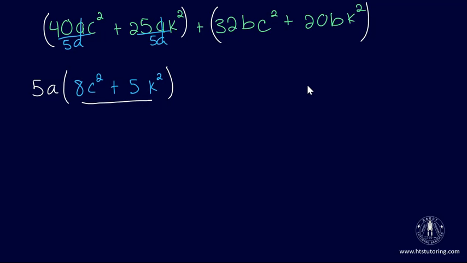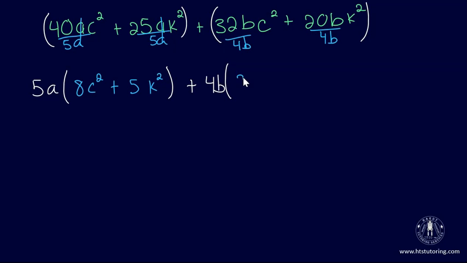5k squared in the parentheses after I factor out the greatest common factor from the second set. So let's see what we get. So we're going to say 32 and 20. My greatest common factor would be 4. Now my b's. They do both have b's, so it looks like I can also take out a b. And one has a c, one has a k, so that has to be left alone. So I'm going to divide by 4b.